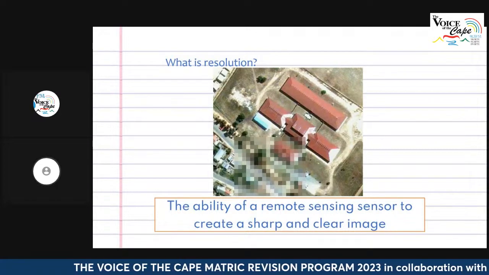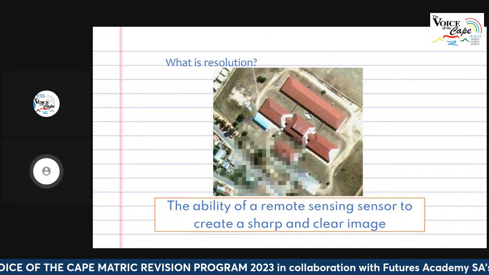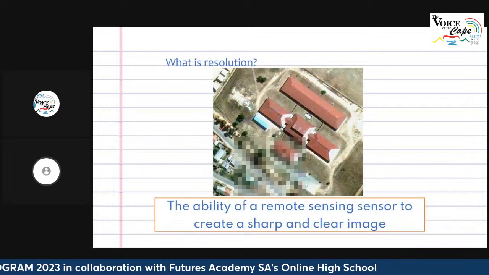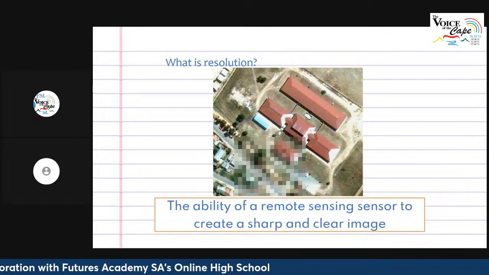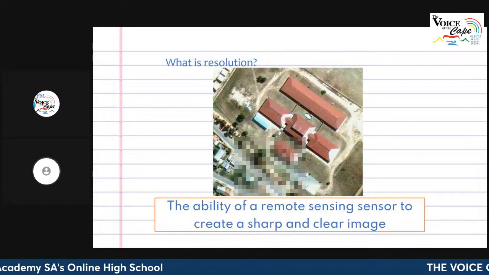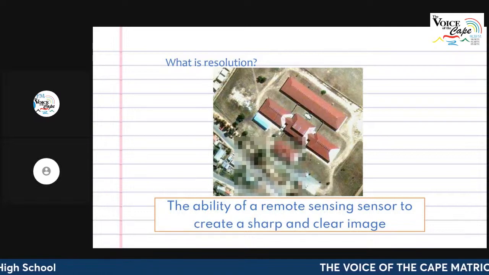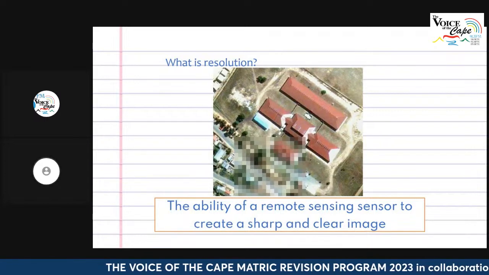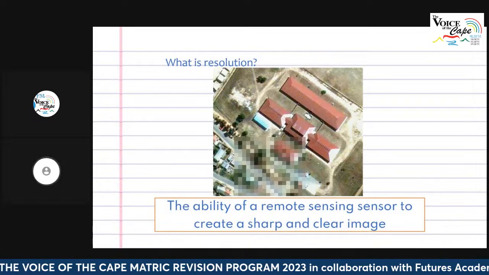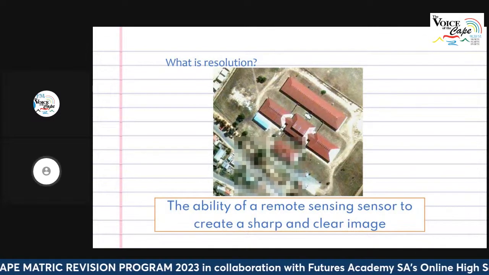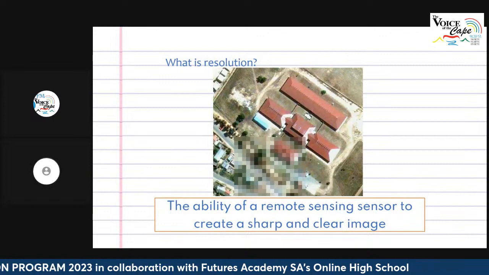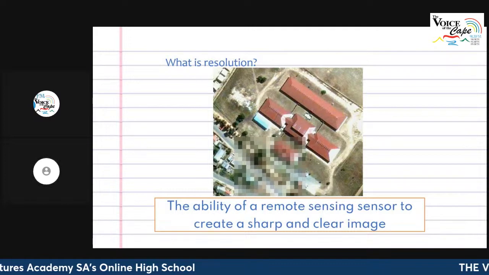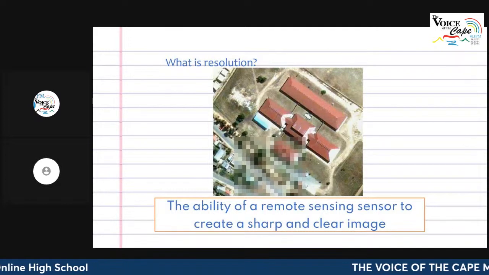Now, what exactly is resolution? Now, remember I said to you, vector data and raster data. Raster data belongs to pixels. Pixels belong to the word resolution. So, the ability of a remote sensing sensor to either create a sharp and clear image will be resolution. So, the more pixels we get, the clearer the image. The less pixels we get, the less clearer the image.